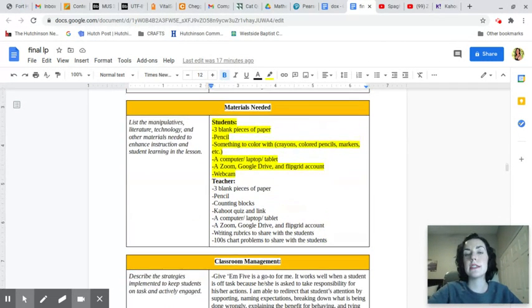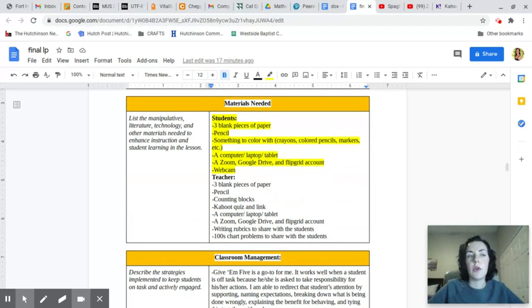So since students would be working from home and they don't have a classroom, they don't have a teacher to provide them with materials.